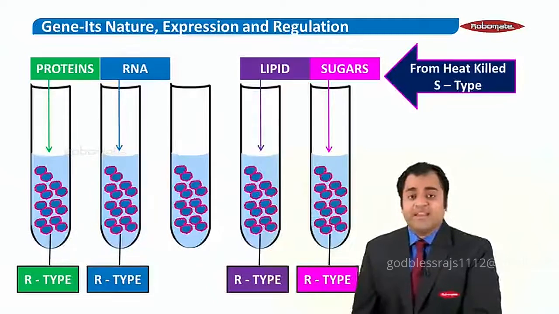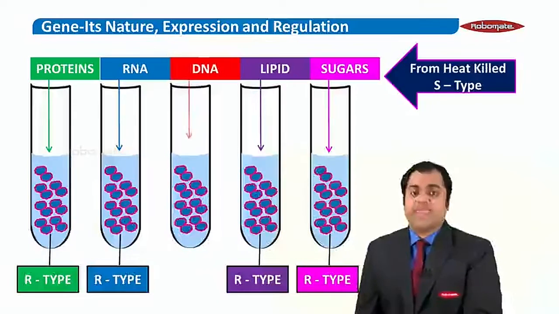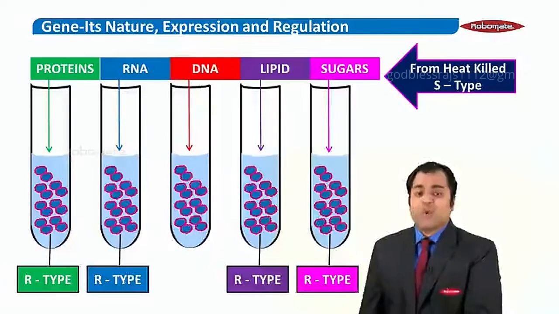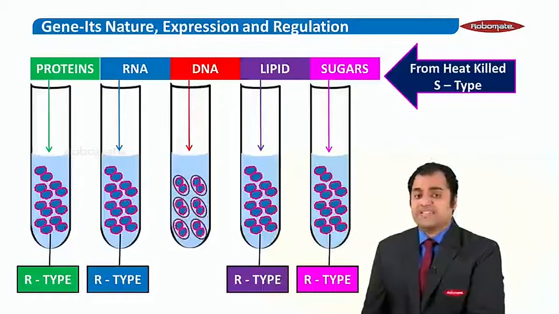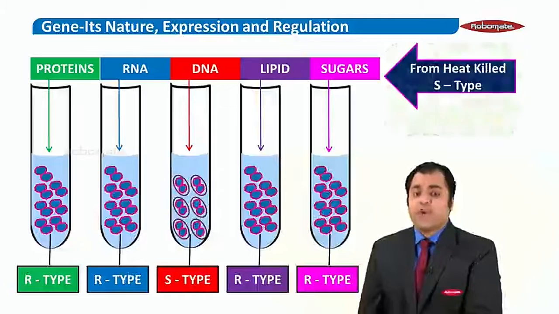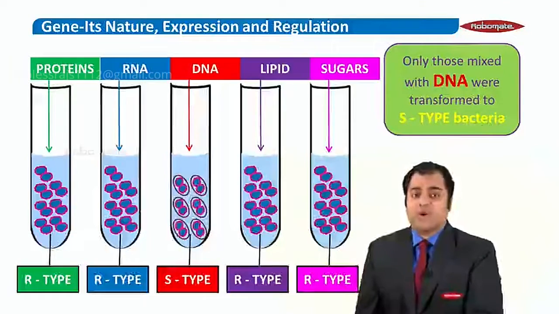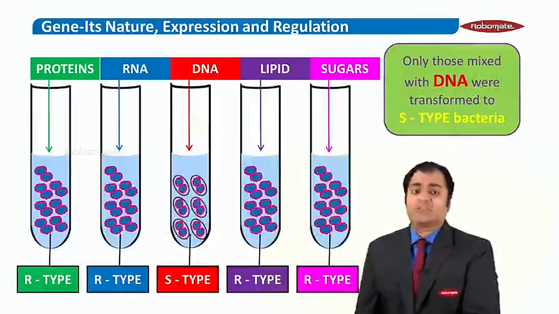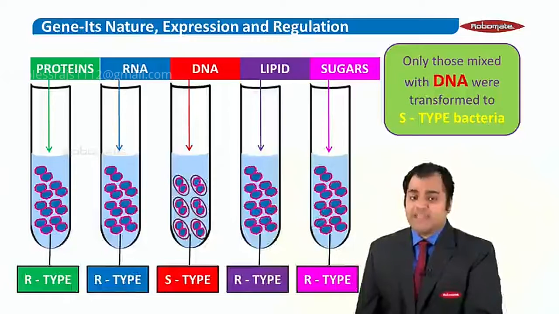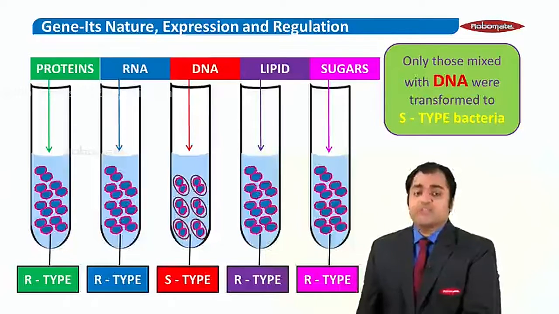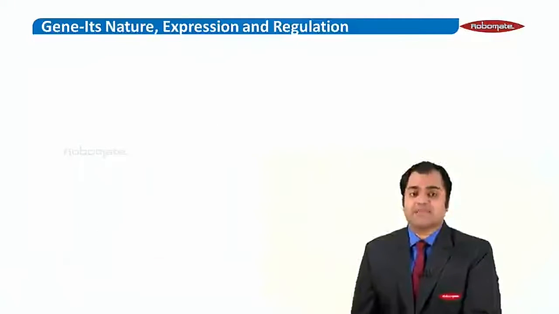Okay? Finally, when DNA was taken from the heat-killed S-type and mixed with the R-type bacteria, they got transformed into S-type. Is that okay? So what happened here was that only those mixed with DNA were transformed into S-type bacteria. Is that okay? To confirm this finding, they did a reverse experiment using certain enzymes.